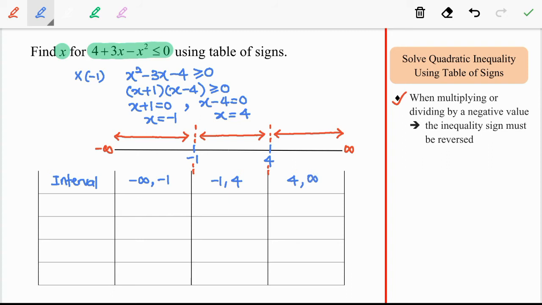Now, by referring to the inequality sign over here, this sign is greater than or equal to 0, which means the endpoints are included. So we have to put a square bracket over here because it is included. Now, please remember, -infinity and +infinity always go with a round bracket.